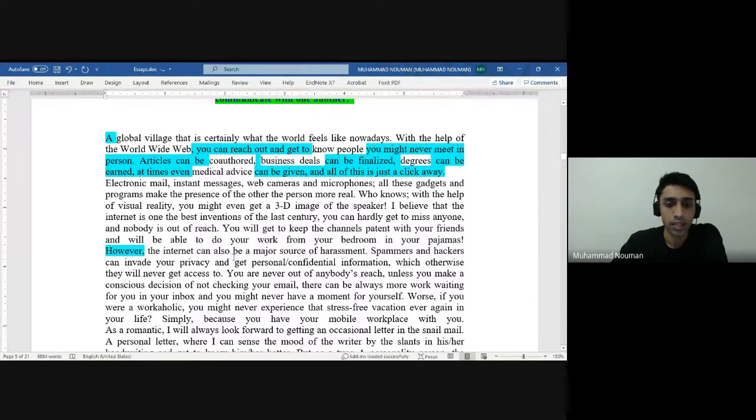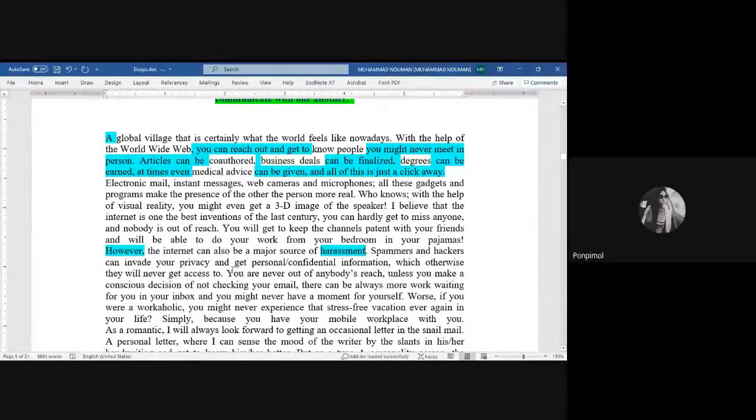The internet can also be a major source of harassment. Okay, negative point. Now he talks about negative things. He talked about positive first. Now he comes to the negative.